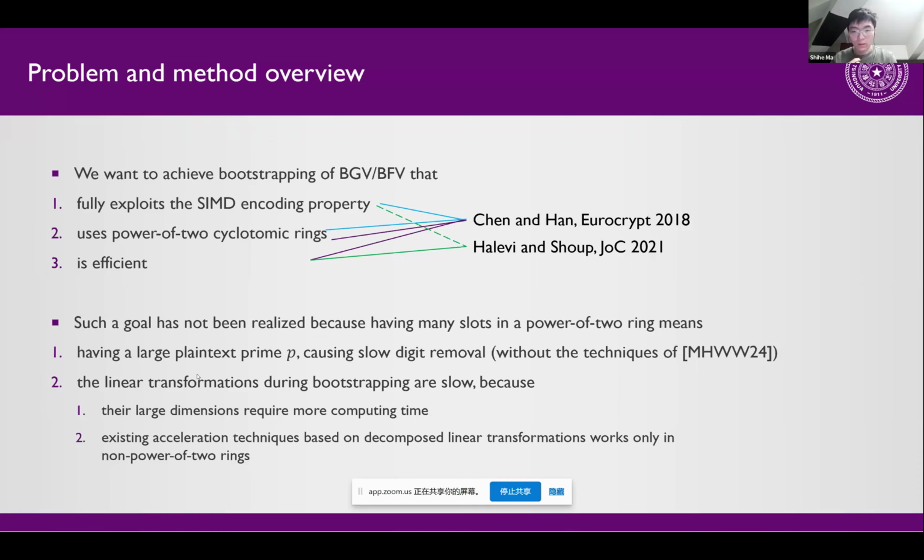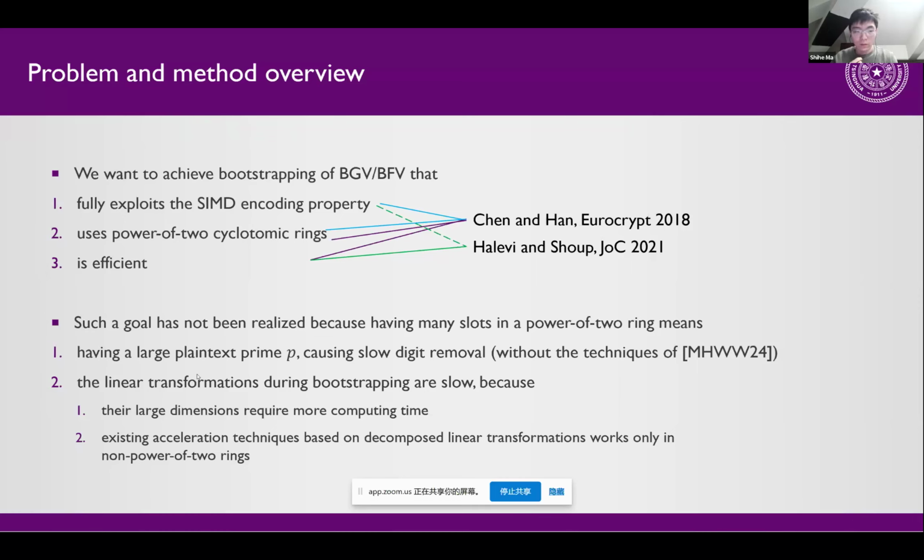And the reason that this goal has not been realized is that when we have a large number of slots in the power-of-2 ring, it means we have to use a large plaintext prime p, which makes the digit removal very slow. And this was solved by the work at Asiacrypt 2024.